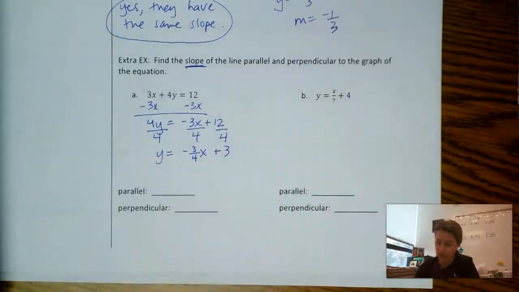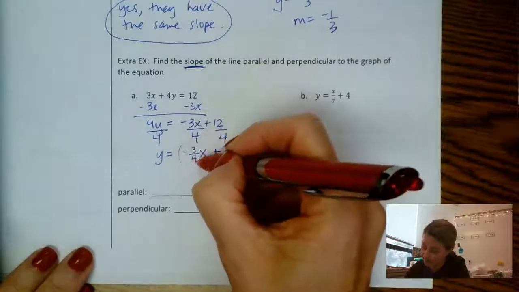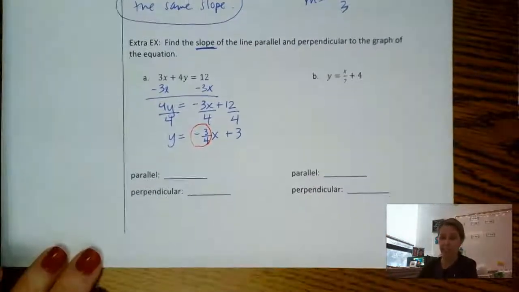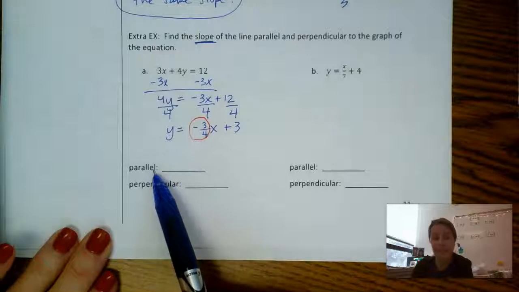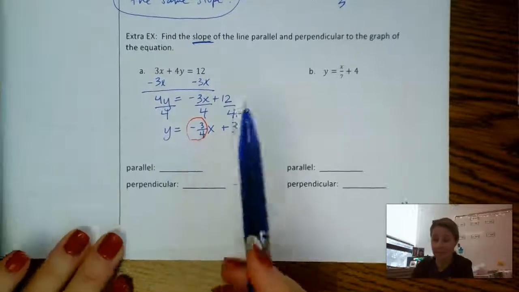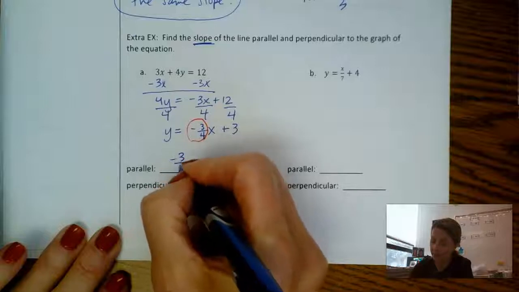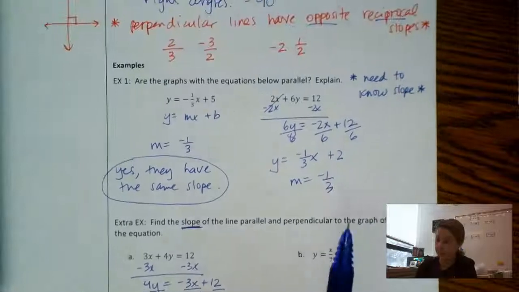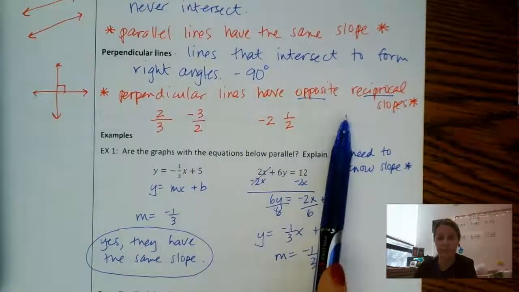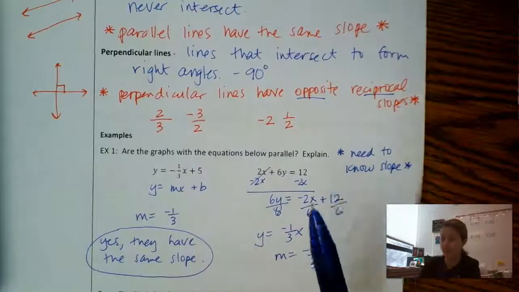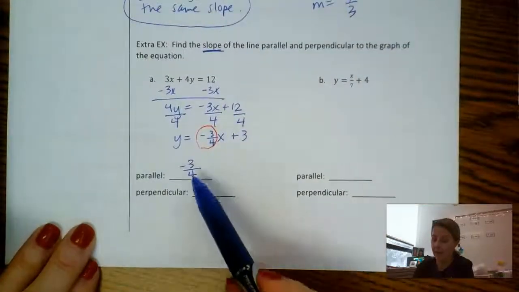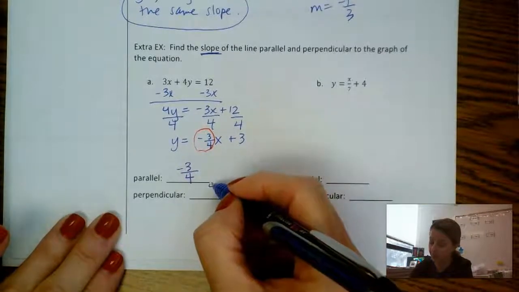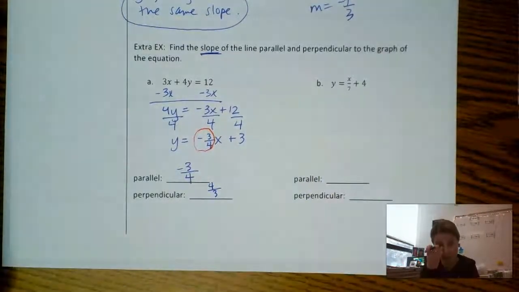Okay, so I am focusing on this number. This is the slope of my original line. So in order to have a second line be parallel, I need the same slope. So my parallel line will have the same slope, but perpendicular is the opposite reciprocal. So I have a negative slope. This number is going to be positive, and then reciprocal is to flip it over. So 4/3 is my answer.